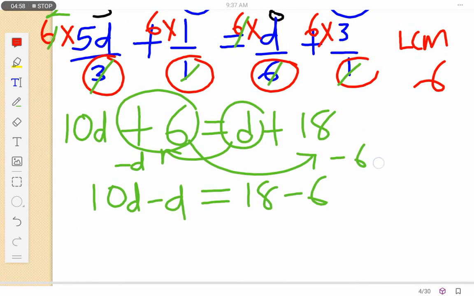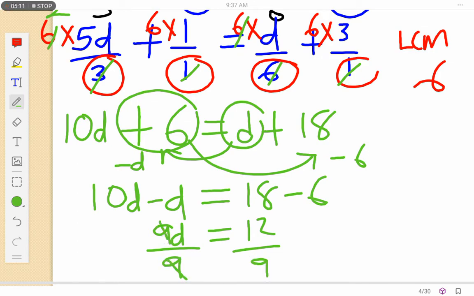Okay, now 10d minus d, we get 9d, is equal to 16 minus 18 minus 6, we get 12. And I can divide this by 9 by 9. Okay, this side they cancel off each other, and this side I can remain with d is equal to 4 over 3.